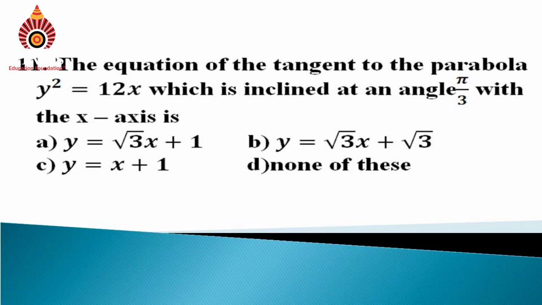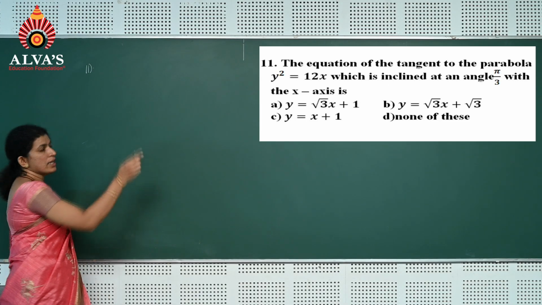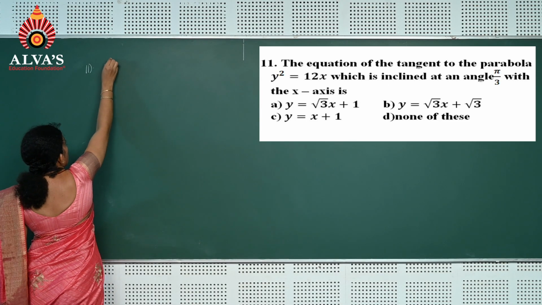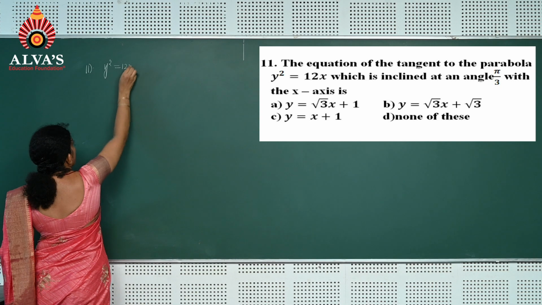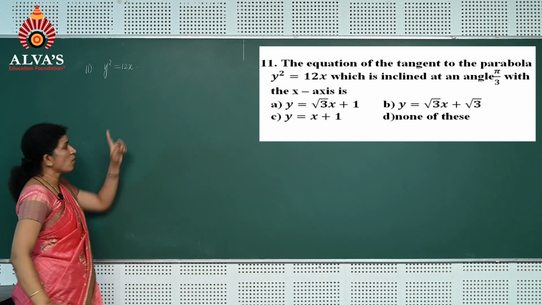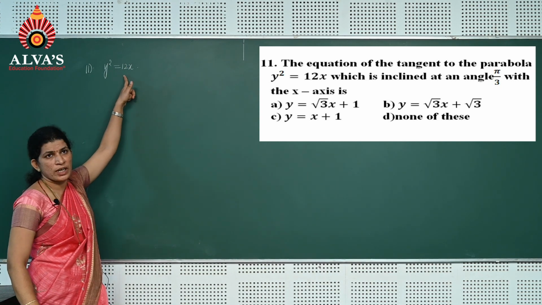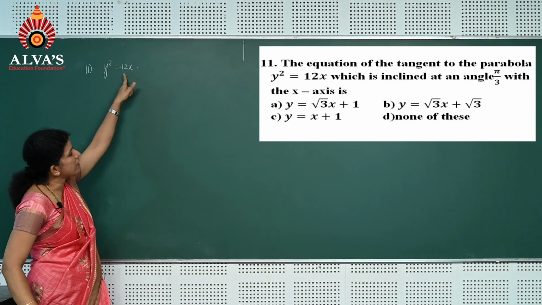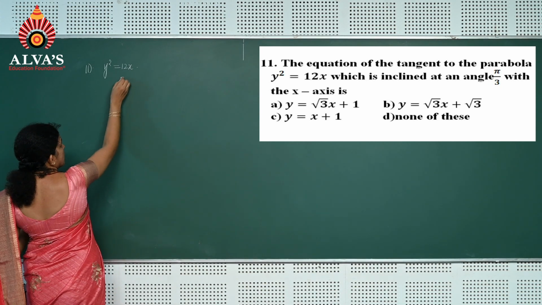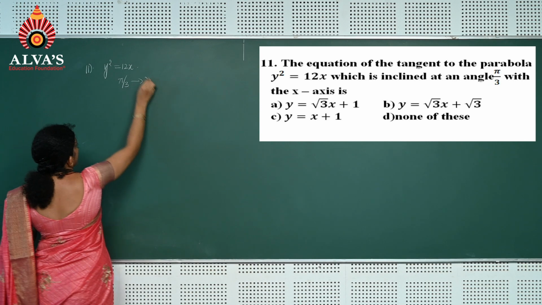Come to question number 11. The question is: the equation of the tangent to the parabola y² = 12x, which is inclined at an angle pi by 3 with the x-axis. Say the parabola is y² = 12x. We want the equation of the tangent drawn to the parabola, such that the tangent makes an angle pi by 3 with the x-axis.